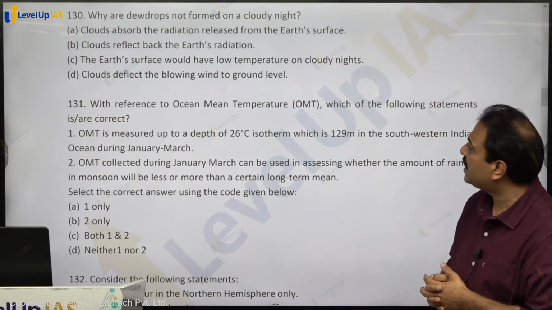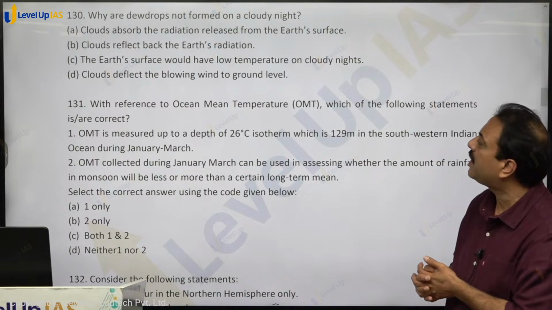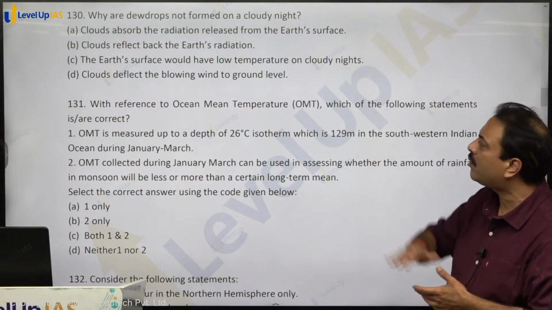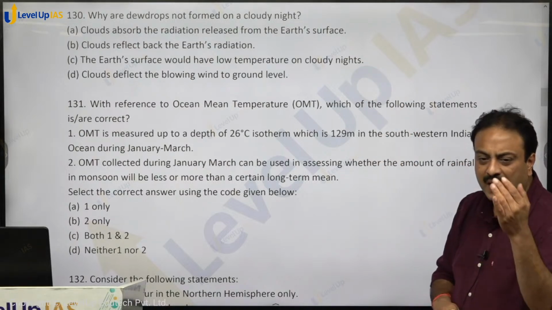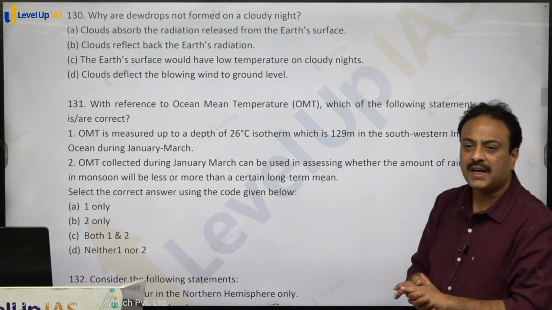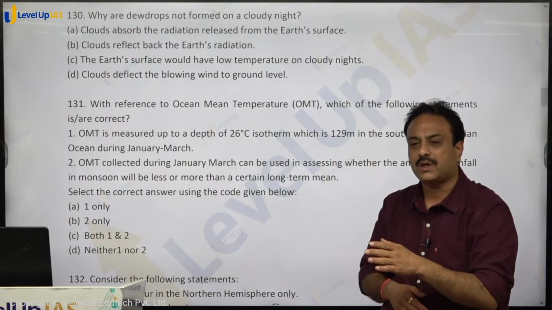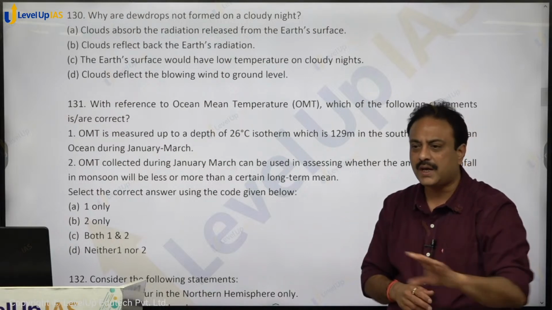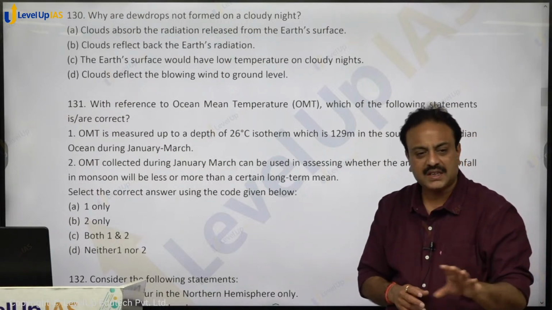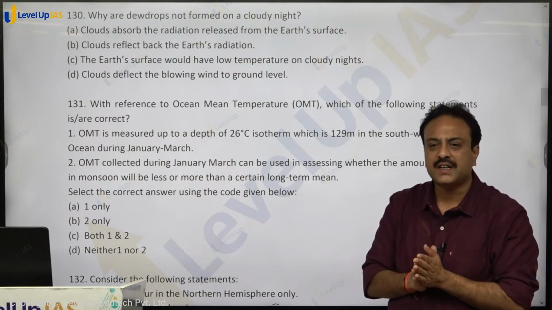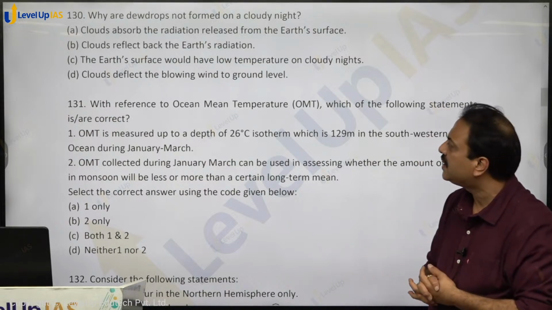Clouds absorb the radiation released from the Earth's surface. Clouds reflect back the Earth's radiation. What is the reason for dewdrop formation? It reflects back the Earth's radiation. The terrestrial radiation that is going back, cloud cover is there, it is reflected back to Earth, and so the temperature of the lower atmosphere remains high. When the temperature remains high, condensation cannot take place and dew formation is not possible.